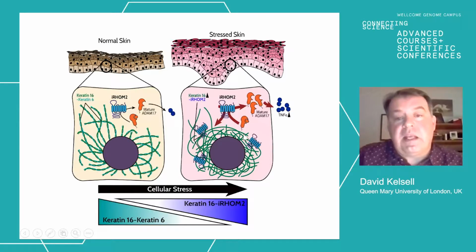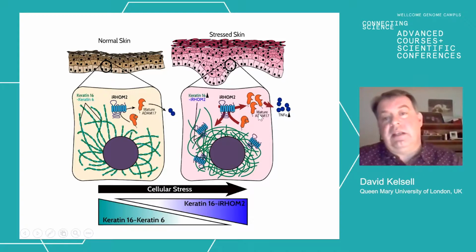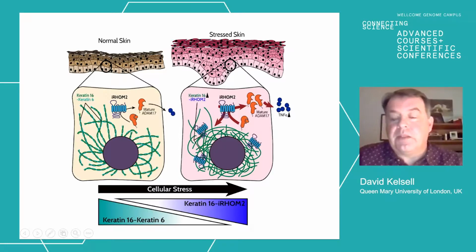And this is a phenotype which is often seen with keratinocytes which are involved in reepithelialization after wound healing. So as well as the change in the keratin, we also see a dramatic upregulation of ADAM17, so increased growth factor and cytokine production. So this is our working model. What's going on there?